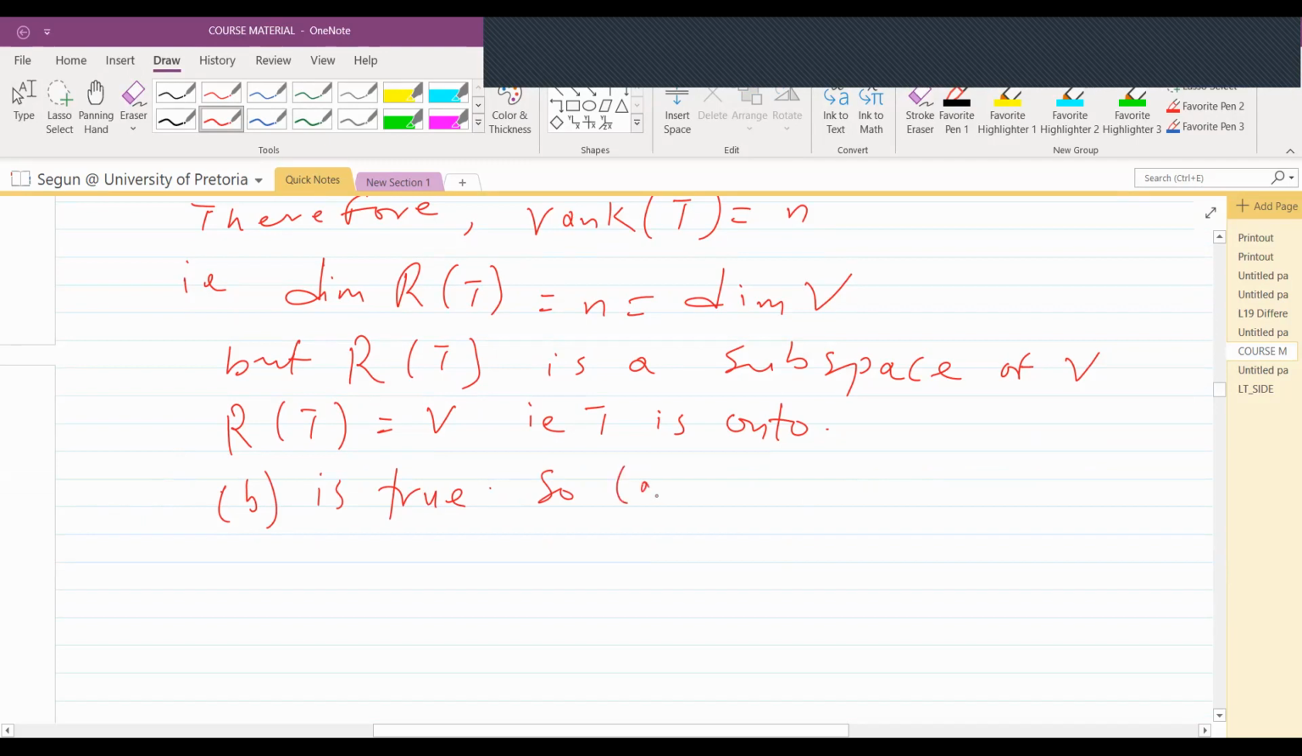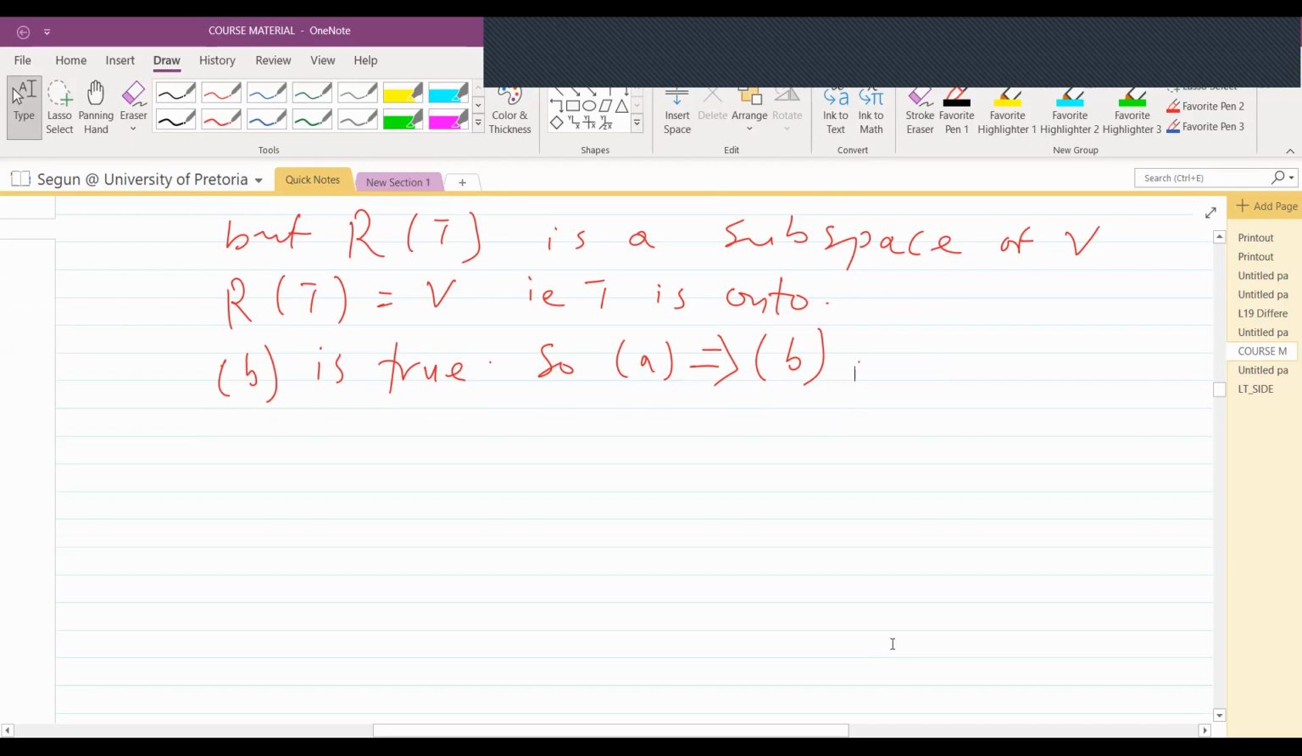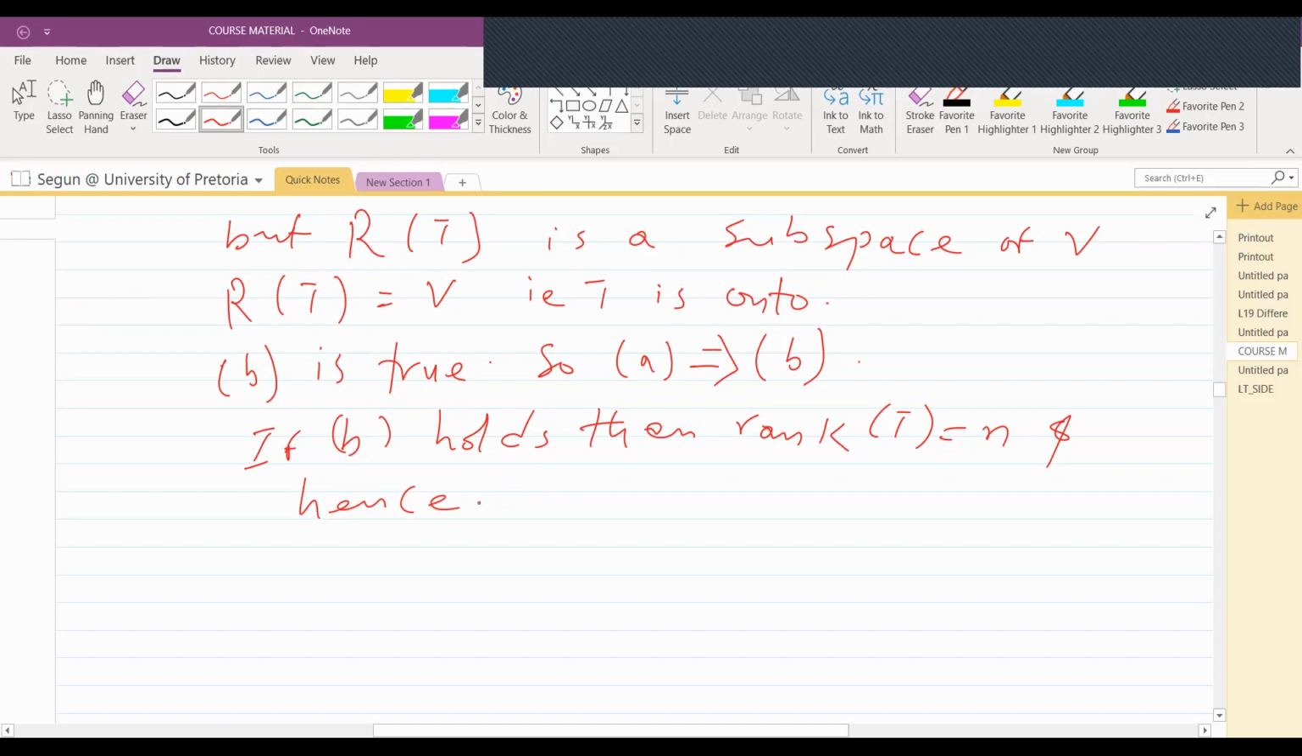So A is equivalent to B. Similarly, if B holds, then rank of T is equal to N. And hence, the nullity of T is equal to 0. Then we can also prove this consequently.